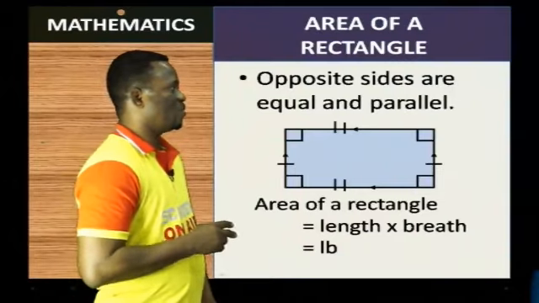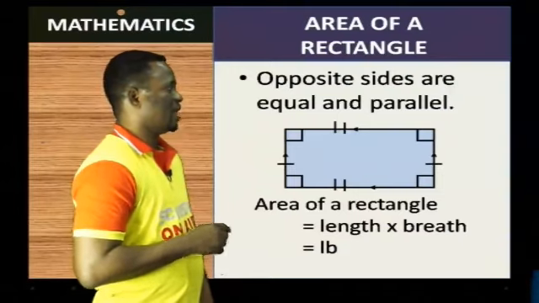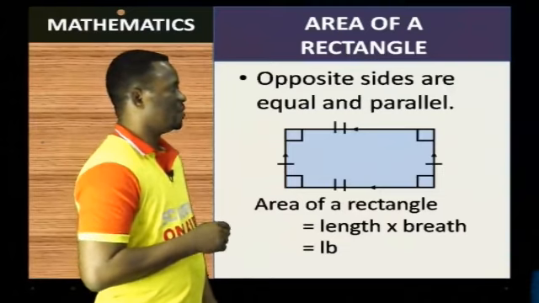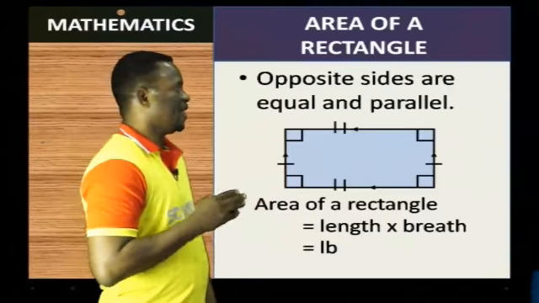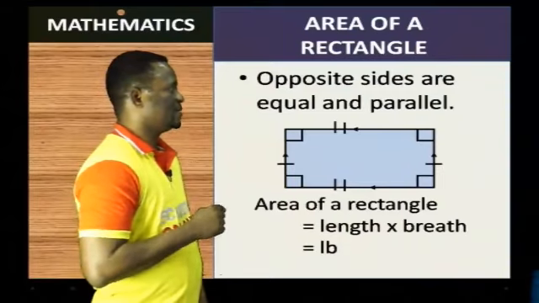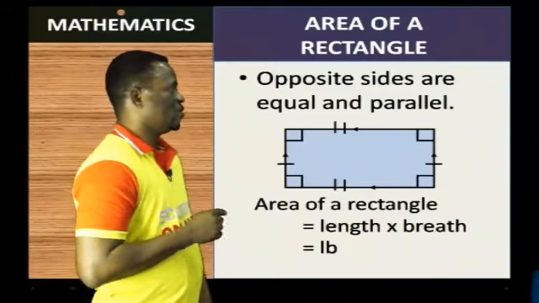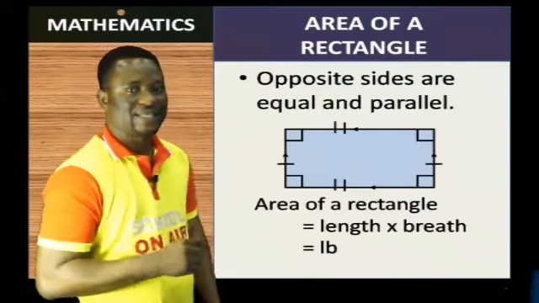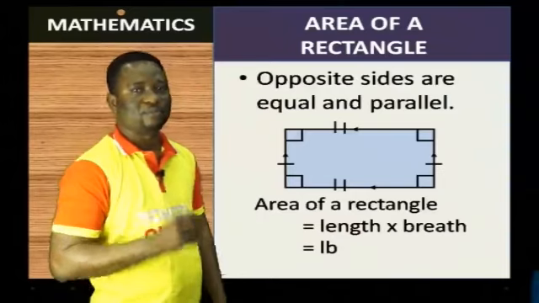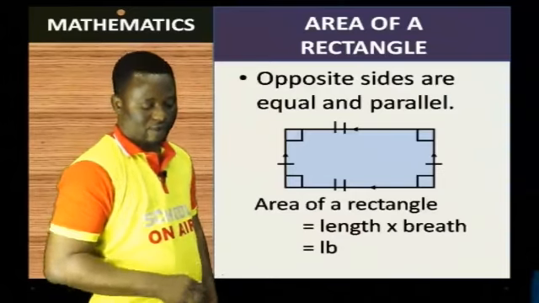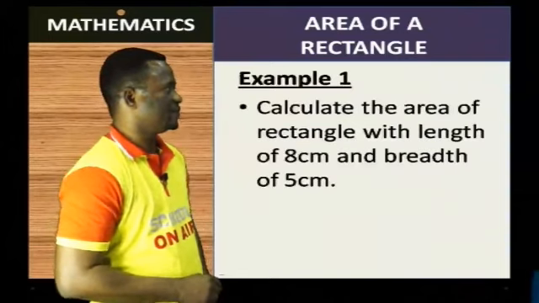This is the shape of a rectangle. Opposite sides are equal and parallel. As you can see, the sign for parallelism there and the sign for equality. The area of a rectangle is given by length times breadth, which is given as LB, that is length times breadth. That is the formula for the area of a rectangle.